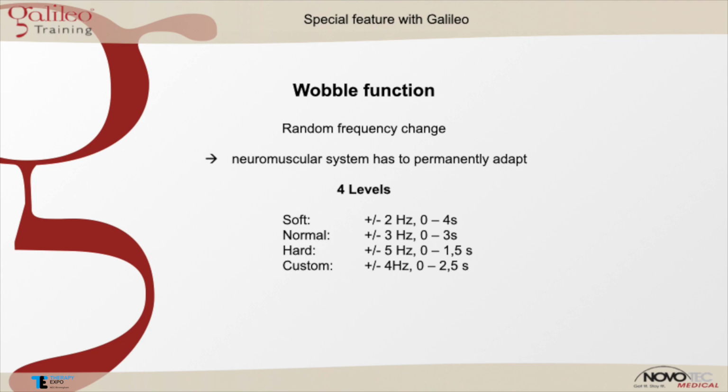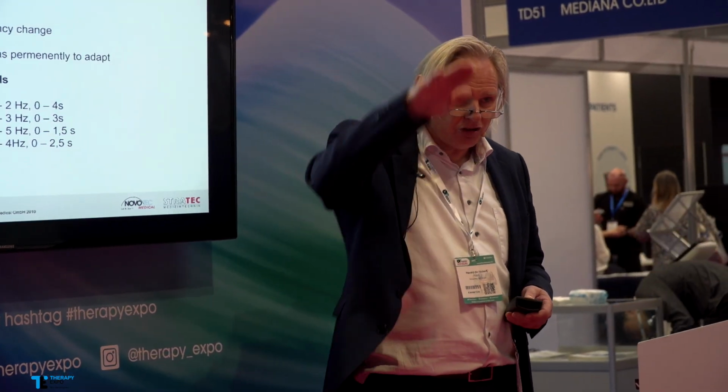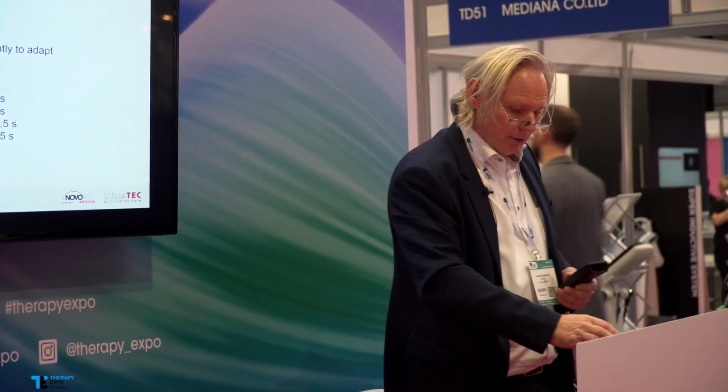And then we have a special function, we call it the wobble function. When we activate the wobble function, the frequency is changed randomly, and there are different levels. For instance, if I go to hard, that means plus minus 5 hertz in a shorter time. So the machine is changing the frequency randomly, so that the neurological system has to adapt to these different frequencies. And later on, if you want, you can try this on the machine.